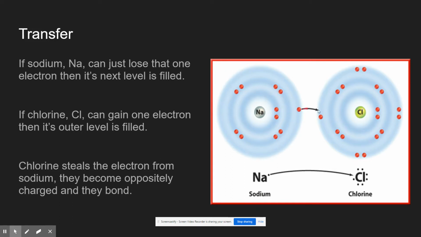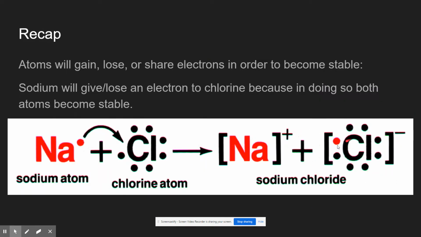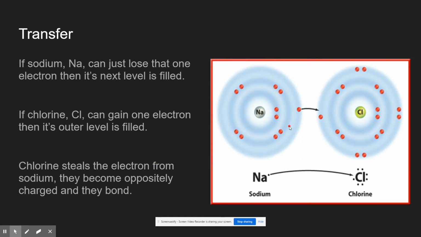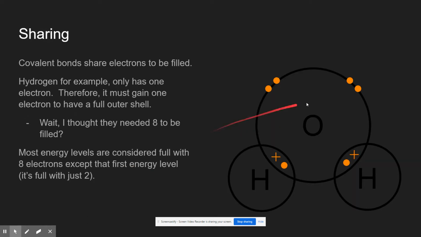If sodium loses that 1 electron, that next level you can see is 1, 2, 3, 4, 5, 6, 7, 8. It's got 8 in its outer shell. Chlorine has 8 in its outer shell. They become oppositely charged and they attract. They bond. So now each side has a full outer shell and they attract to each other. All right, and that's the driving force behind there.